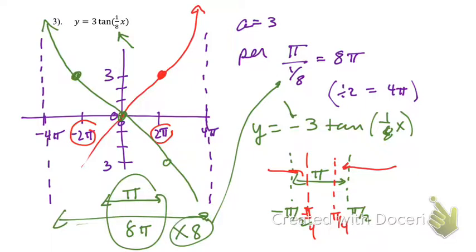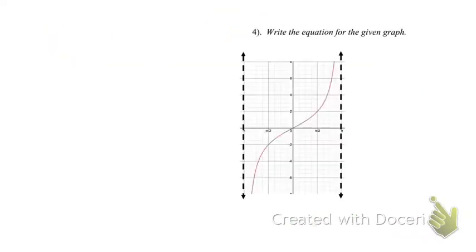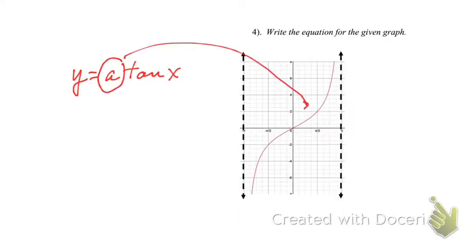Okay. Now let's look at one more real quickly on how to generate the equation of a tangent given a graph. So we know in our tangent equation it's y equals a times the tangent of x. Where does this a value come from? Well, it's right in here at this midpoint. Where is it? Well, this one's at 2. So that means our a value is 2. Okay, that's how we get our a value to be 2.